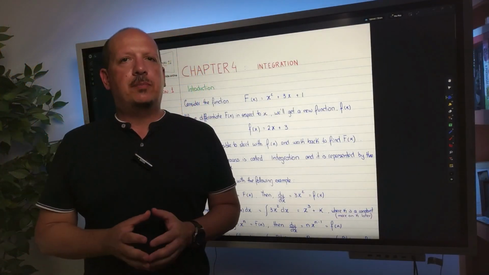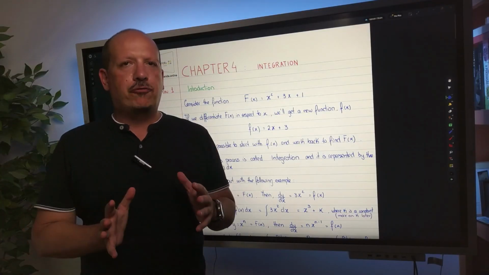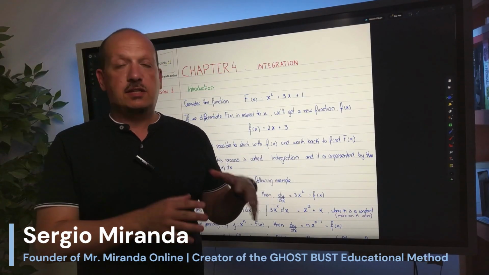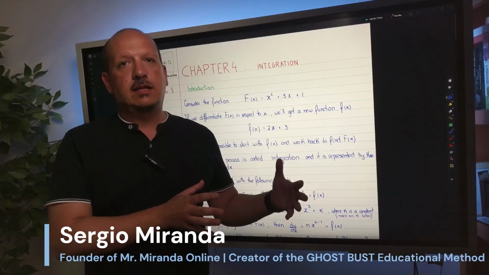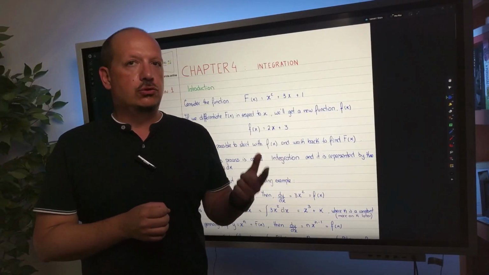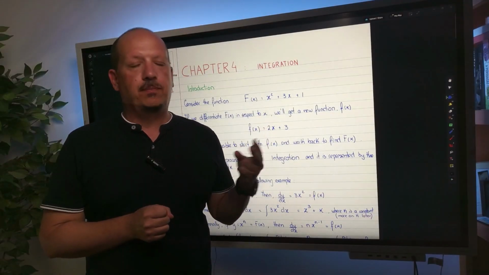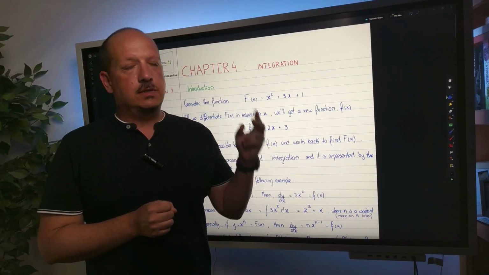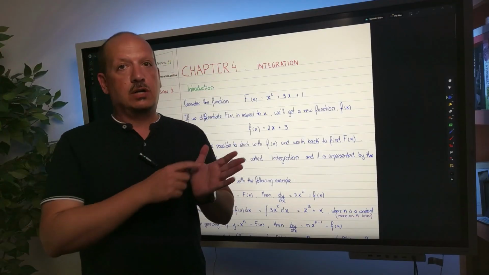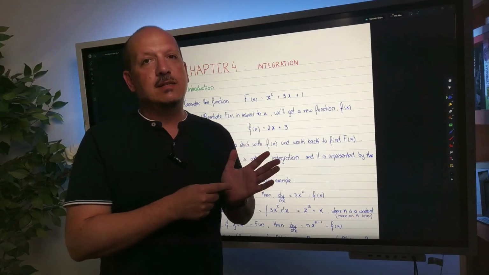In our previous chapter, we learned how to start with one function, differentiate it, and get another function. We learned how to do this, and we learned what this meant for the original function. In this chapter, the chapter about integration, we are going to do the complete cycle.